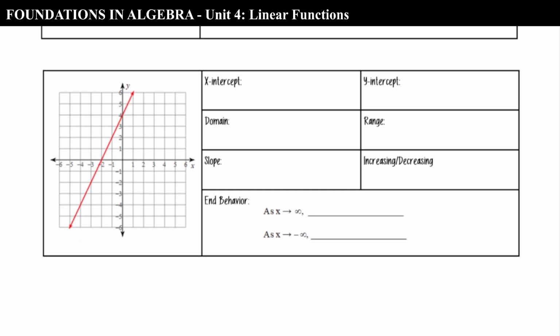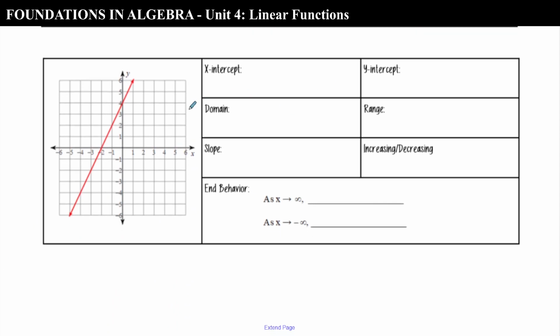And then finally, for this example, our x-intercept is at -2 again. Our y-intercept is at 4. Our domain is -infinity to +infinity because we have an arrow on the left and right. Range is -infinity to +infinity because we have an arrow on the top and bottom.